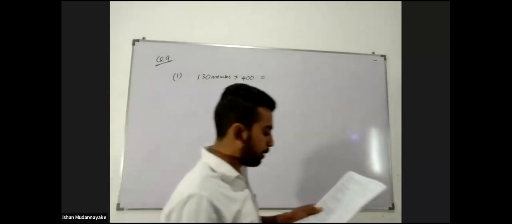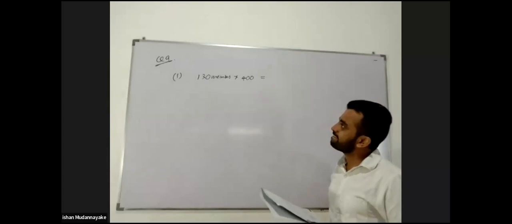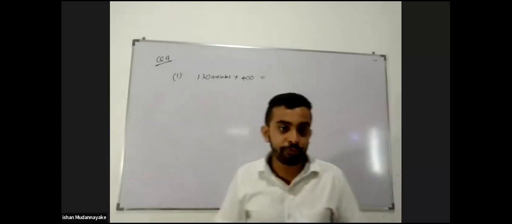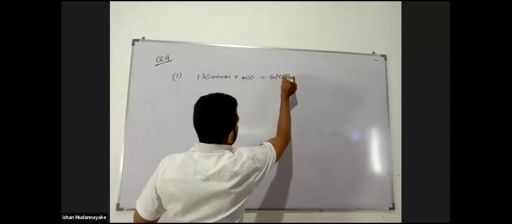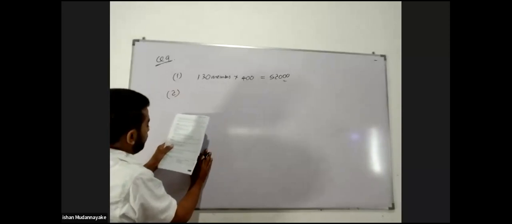How much received amount? 52,000 rupees. Yes, 52,000. Received amount in cash 52,000. Right. Second one, subscription fee receivable.